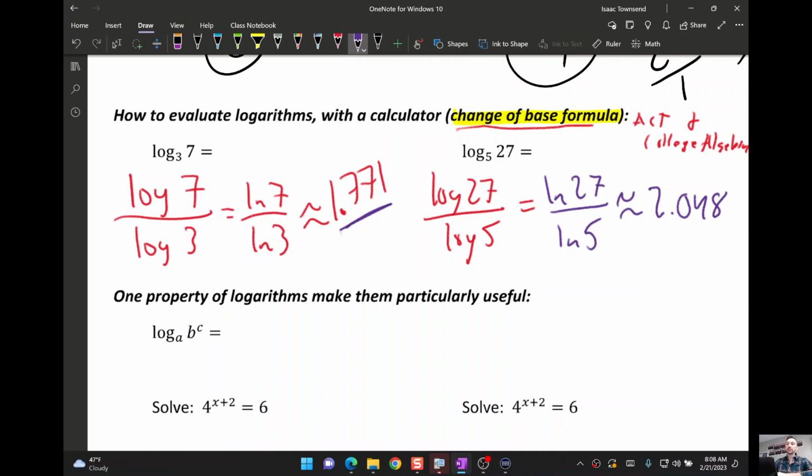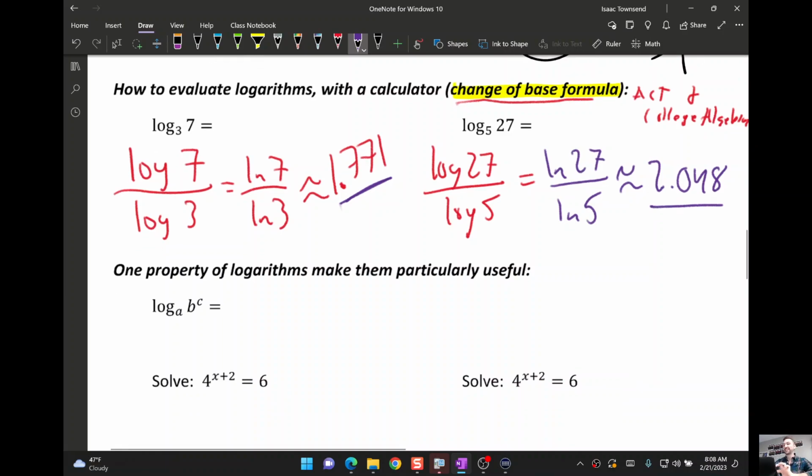So I'm guessing you guys saw change of base in Algebra 2? Okay. Did you guys remember the formula though? No? Okay.